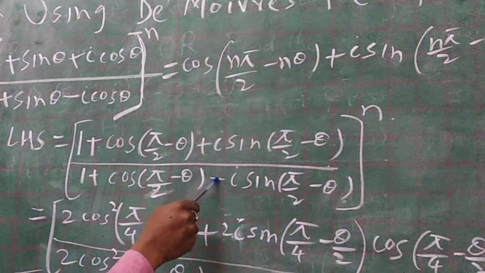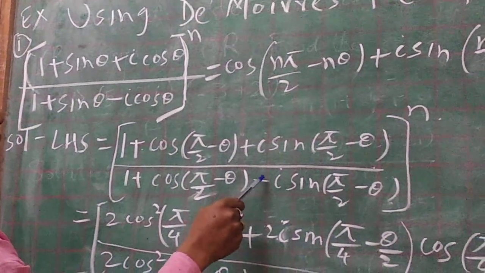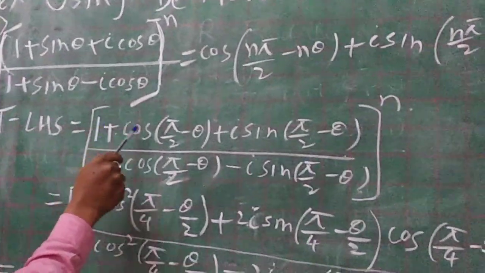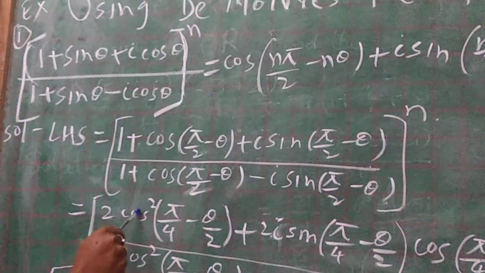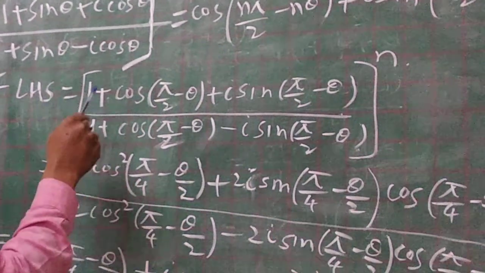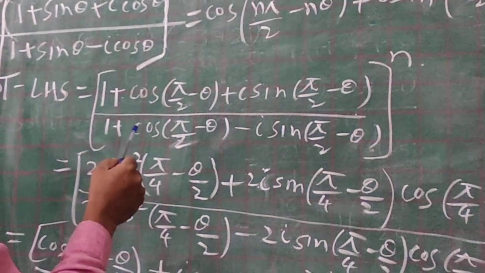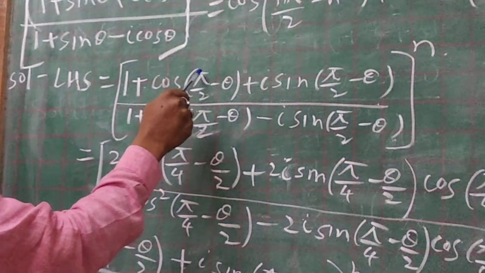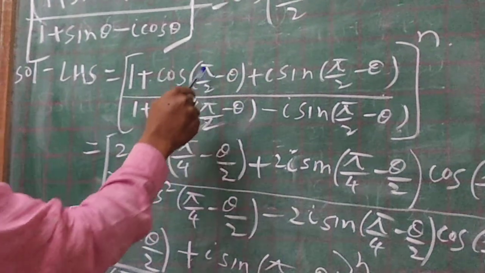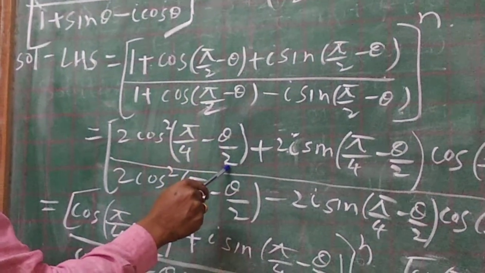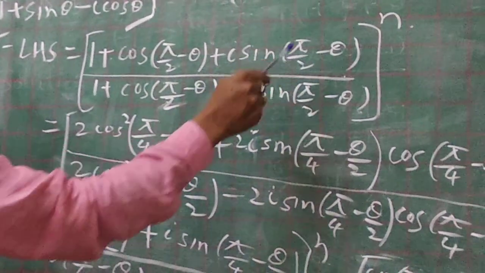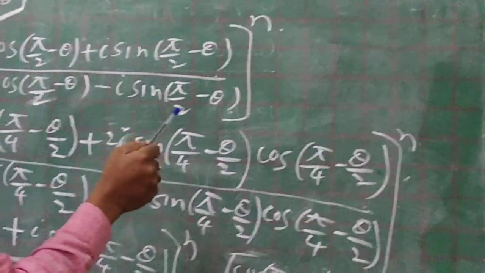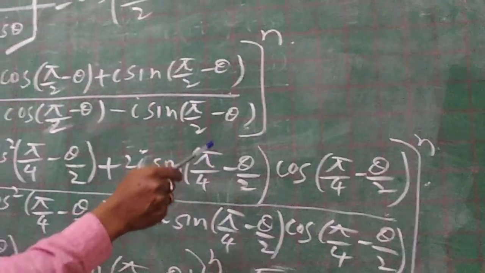Numerator and denominator are the same except the sign in between. So this one is your LHS. Now use the formula: 1 + cos of (pi/2 - theta) is 2 cos square (pi/4 - theta/2). 1 + cos alpha is 2 cos square alpha by 2. So alpha is pi/2 - theta, and alpha by 2 means (pi/2 - theta) divided by 2, that becomes pi/4 - theta/2. Also sin alpha is 2 sin alpha/2 cos alpha/2. So we take again the help of trigonometry and use these trigonometric results.